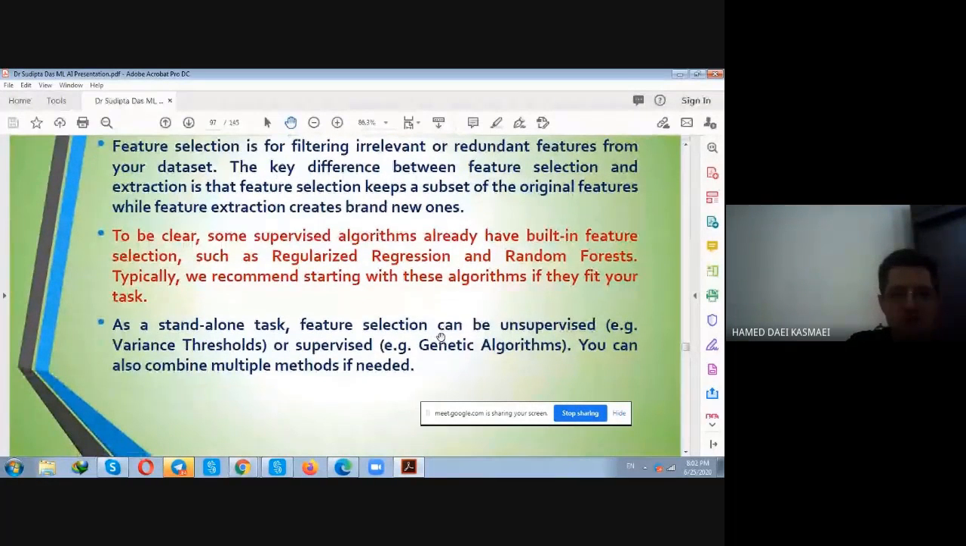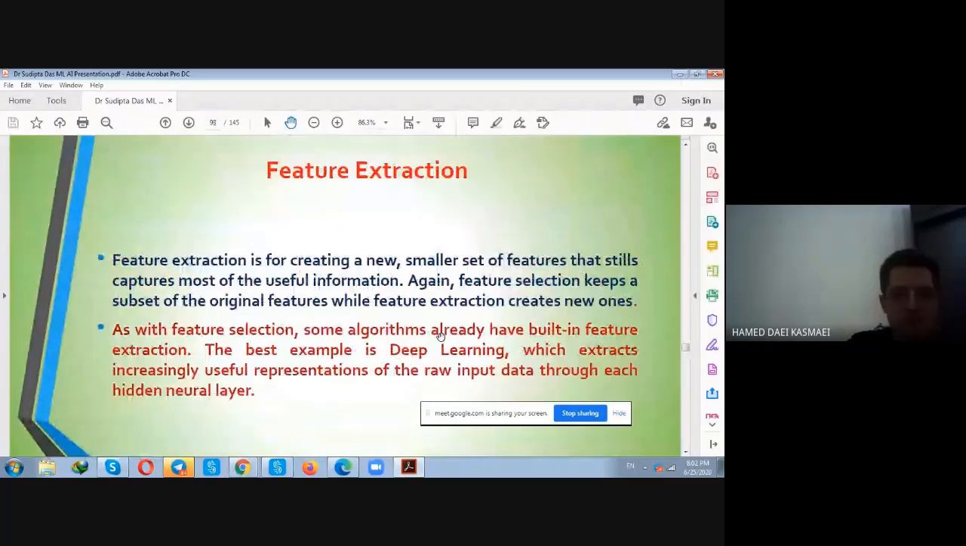Again, feature extraction is for creating a smaller set of features that still captures most of the useful information. Again, feature selection keeps a subset of original features, while feature extraction creates new ones. As with feature selection, some algorithms already have built-in feature extraction. The best example is deep learning, which extracts increasingly useful representations of raw input data through each hidden neural layer.